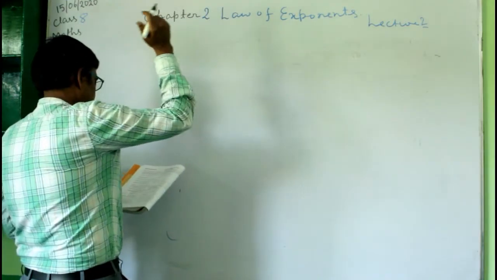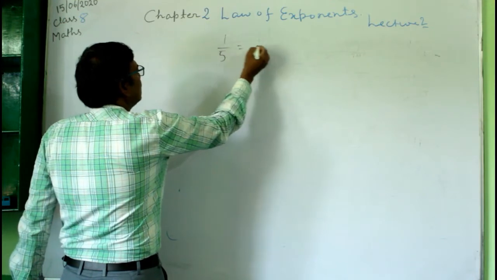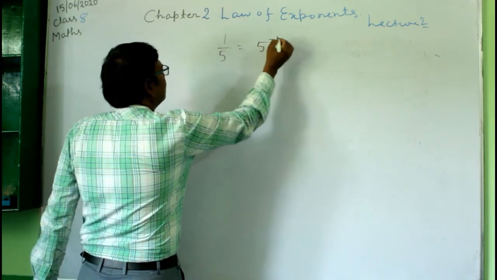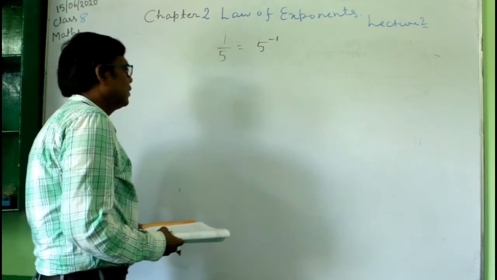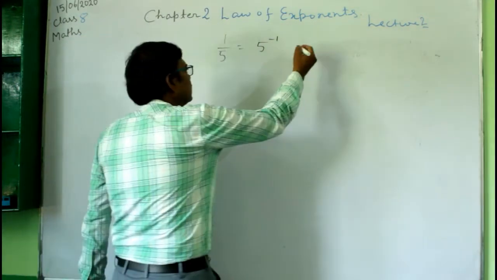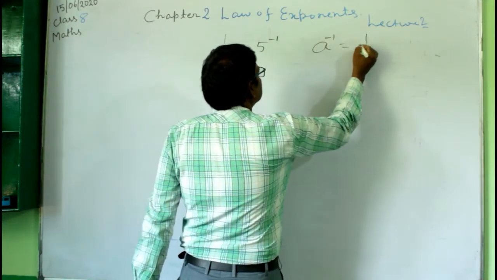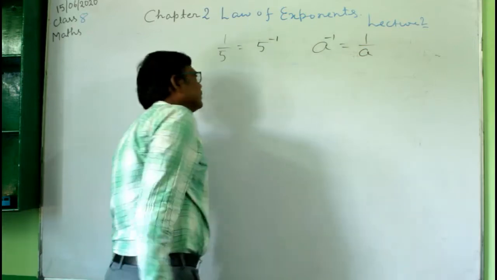Like, when you have 1 by 5, this can be written as 5 to the power minus 1. So this is the negative exponent. Similarly, there is a formula like this: a to the power minus 1 can be written as 1 by a, right?